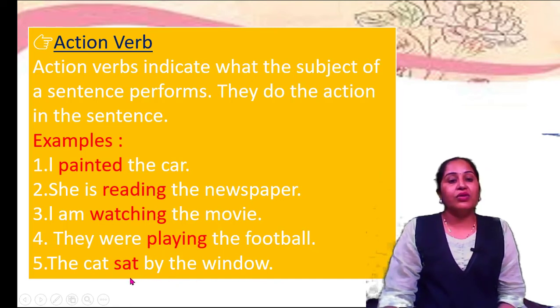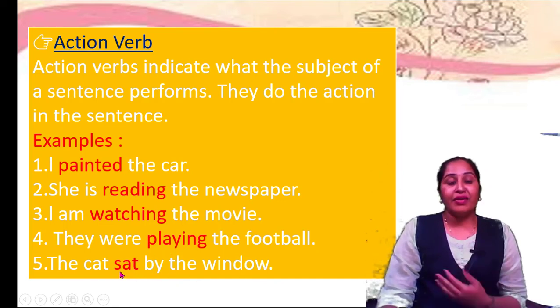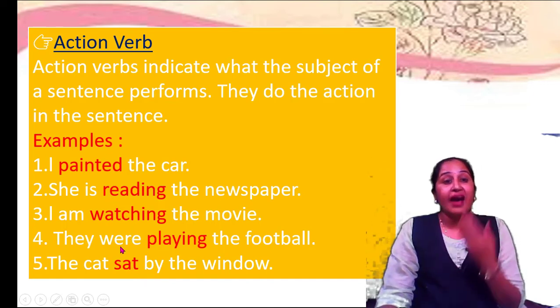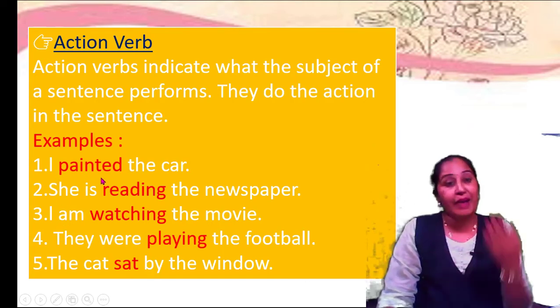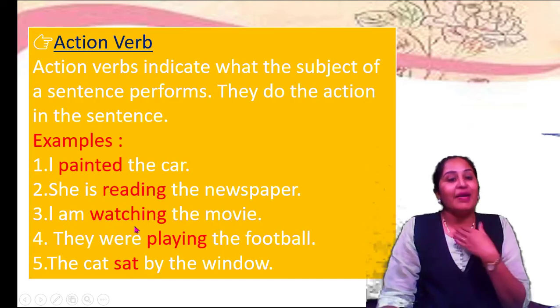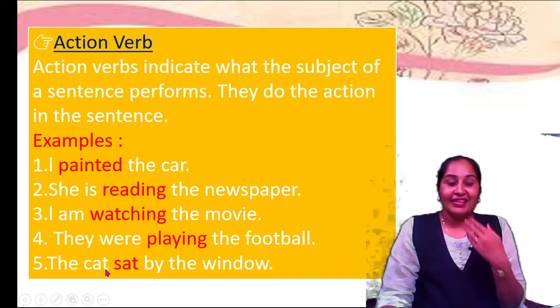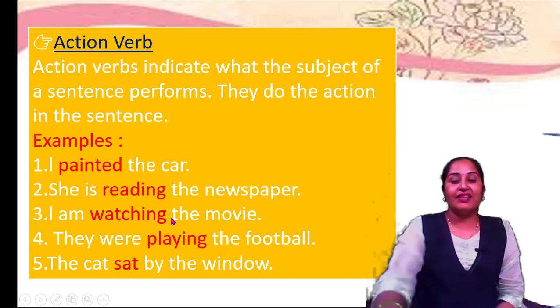Cat sat by the window. Cat is here the subject, sat is here the verb. In this way, the red word shows us the action. Action verb. And these words, with the help of this subject, are performing these actions. I painted, she is reading, I am watching, they were playing, the cat is sad. In this way, these are the action words.